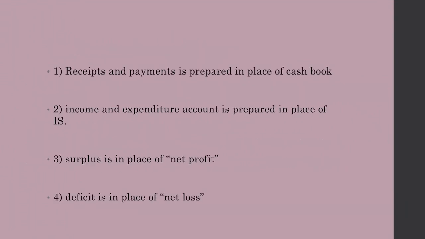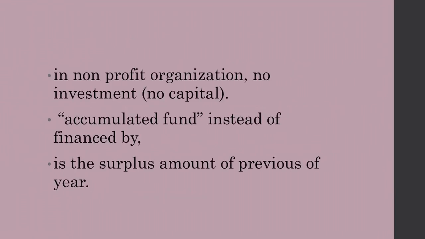The receipts and payments account is prepared in place of a cash book. The income and expenditure account is prepared in place of the income statement, and surplus is in place of net profit, and deficit is in place of net loss. In a non-profit organization, there is no investment or capital as there is no owner. The accumulated fund is used instead of "financed by" in the balance sheet, and it is the surplus amount of previous years. It is calculated as assets minus liabilities.